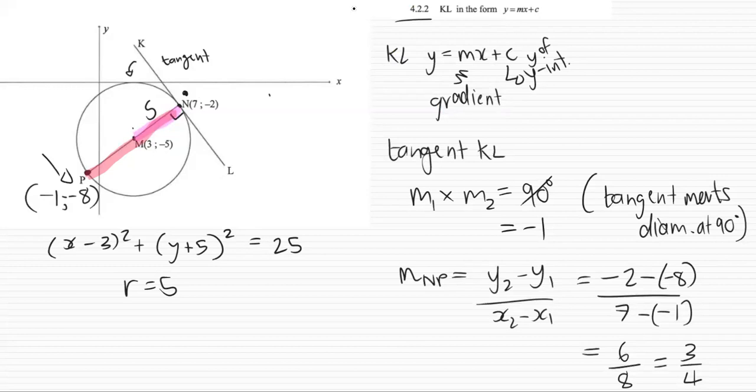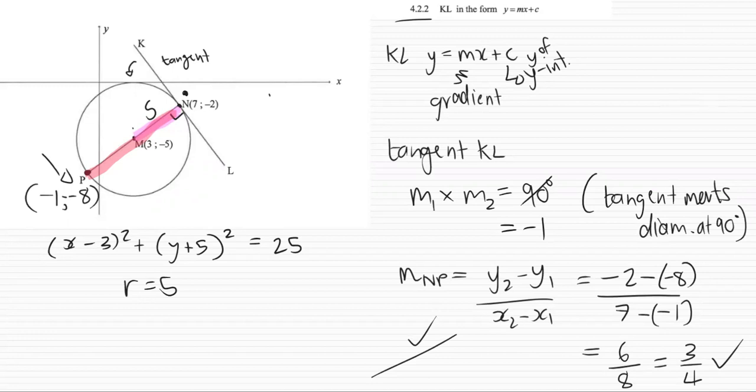There was a negative, it was -2. Let's just check. -2. No, it's all good. So it should be a positive gradient. It's facing this way. Okay.